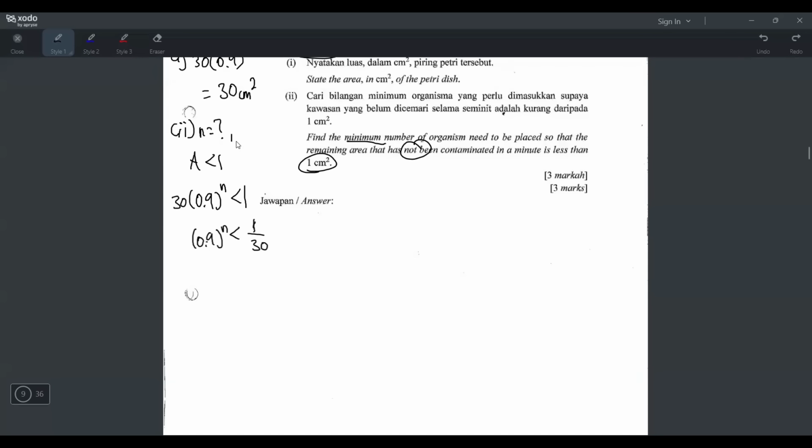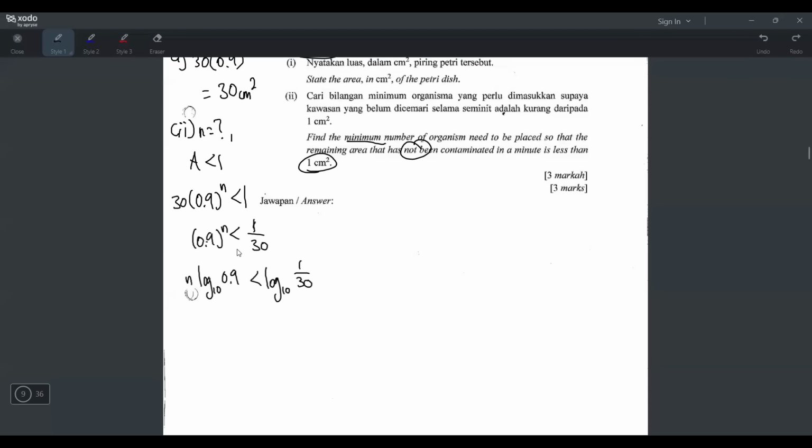So you have to add log on both sides. When you add log on both sides, you have to add log base 10 on one side, and on the other side also, log base 10, right? And then this will become 0.9 power n, can put in front, log 0.9, and then log of 1 over 30. And the symbol is still smaller. Okay, no need to flip. Why do you want to flip? You only put log. You only put log. Okay, only one condition you have to flip.